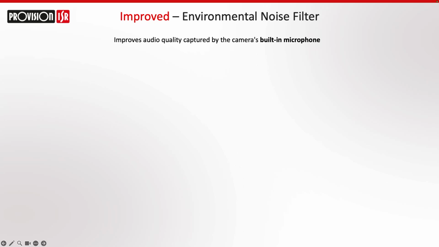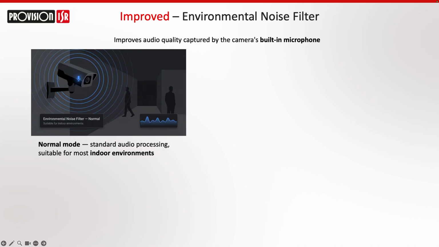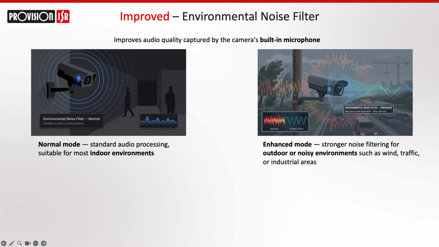Environmental noise filter is a new audio setting that improves the quality of audio captured by the camera's built-in microphone. It offers two modes. Normal mode applies standard audio processing and is suitable for most indoor installations where background noise is not a concern. Enhanced mode applies stronger filtering, designed specifically for outdoor or noisy environments.